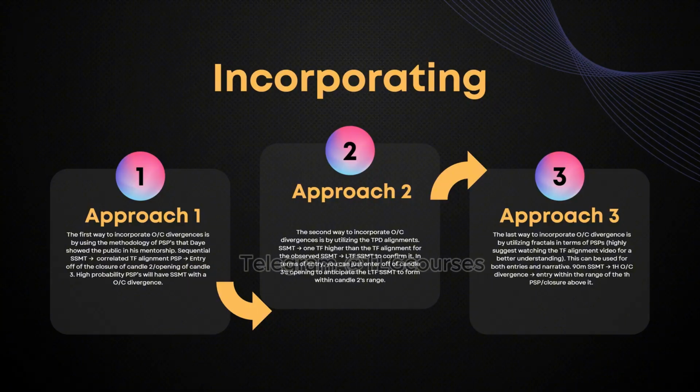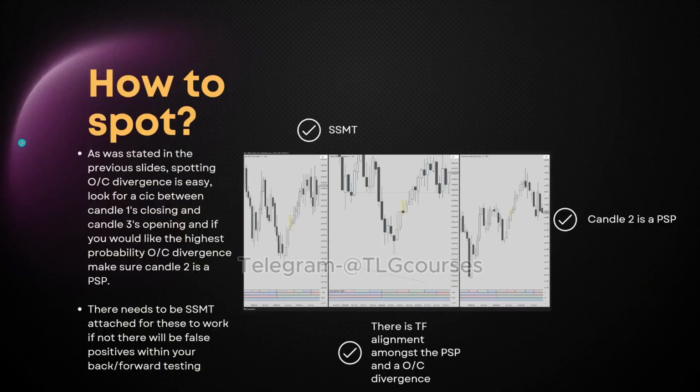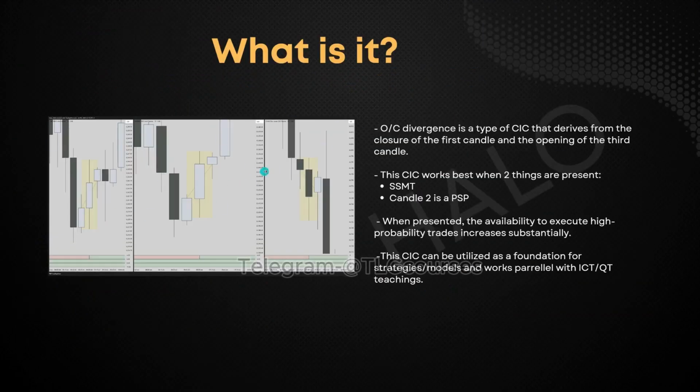So I'm actually going to go back a little bit and show you guys something. In this image, this is a prime example. So this had 90-minute cycle sequential SMT. This yellow box that you see with this candle in here in the middle is the PSP, right? So this PSP that we have here had 90-minute cycle sequential SMT.